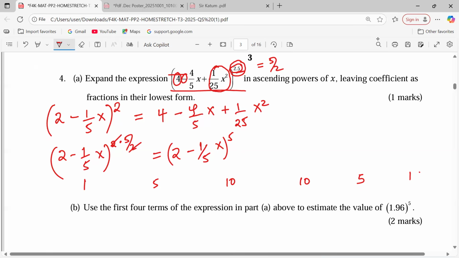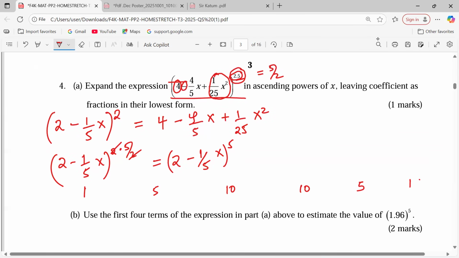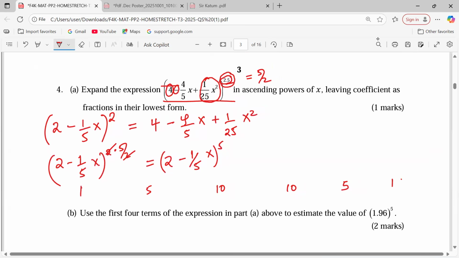Remember, every power has its own coefficients. When it is binomial expansion to power 6, the coefficients will be different. Power 7, different. Power 4, different. So now that it is power 5, we list the coefficients of power 5. So now we can start expanding.